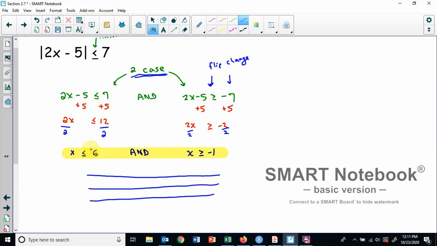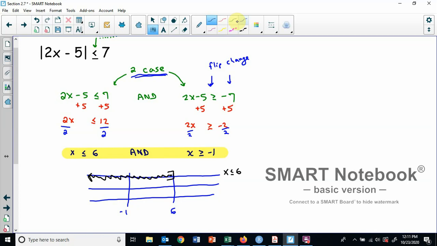Let's see, the two numbers I have are 6 and negative 1, so make sure we put the negative 1 on the left and the 6 on the right. Okay, and what we'll do is, let's graph the first one on the top line. x is less than or equal to 6. So 6 or equal to means it's a square bracket. Less than means I'm shading to the left.